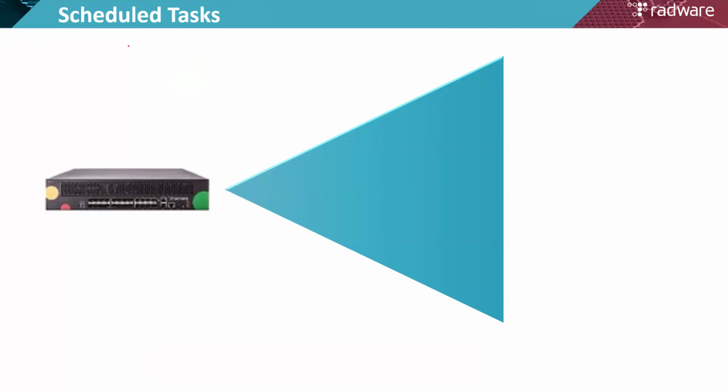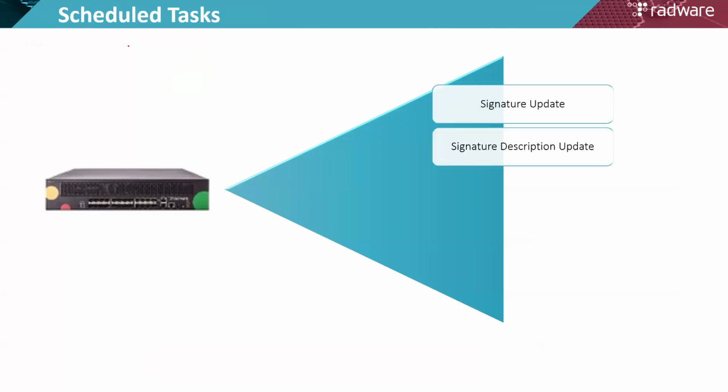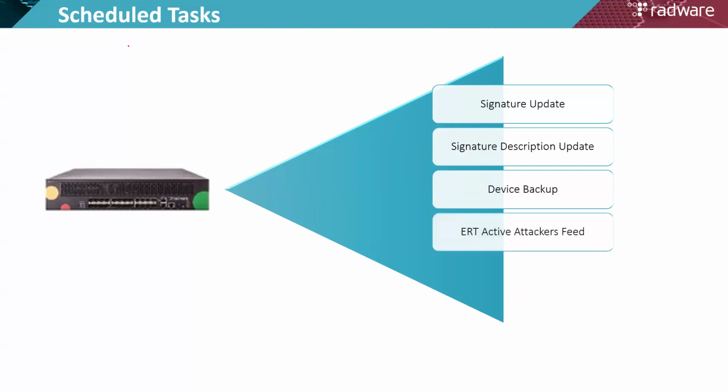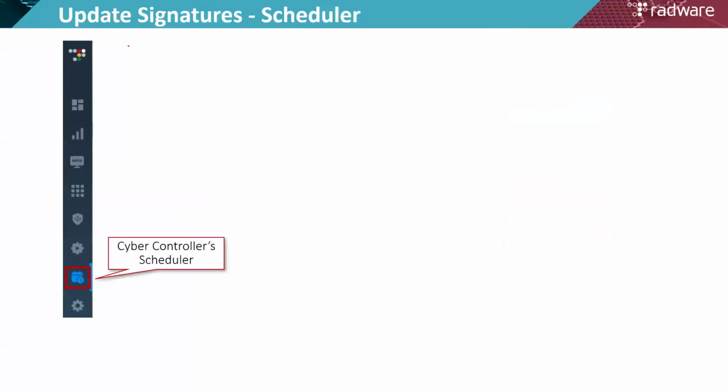So what all things can be scheduled? Signature updates can be scheduled. Signature description updates can be scheduled. Backup of the device. Suppose you want to take backups every Friday evening at 8 p.m., then the Cyber Controller will take configuration backups of the devices at 8 p.m. on Friday. That's what scheduling means. It can also download the ERT active attackers feed, geolocation feed, etc. So let's look at it.